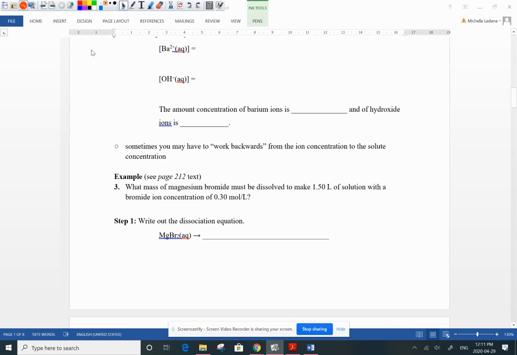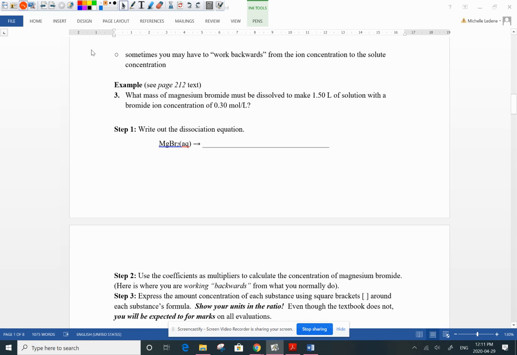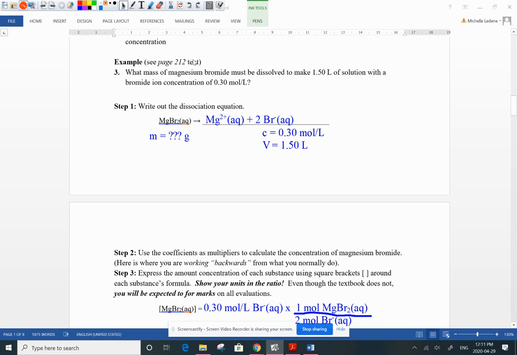Okay, so now here's another example. This one's a little bit different, where we're not given the starting compound, but instead we're given the ion concentrations, and we're going to have to work backwards. So here's what I mean by this. In this equation, they are telling us that I'm looking for the mass of magnesium bromide, this guy's mass, and they have told me that I know the ion concentration of bromide ions.